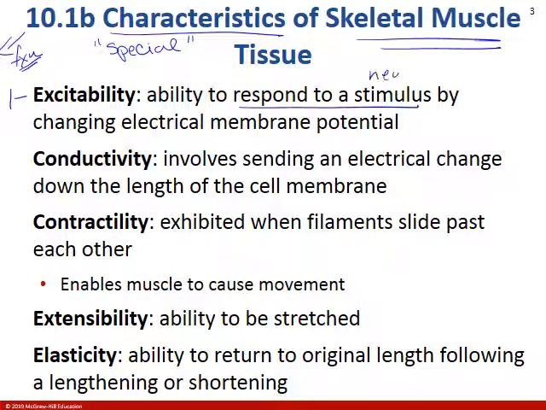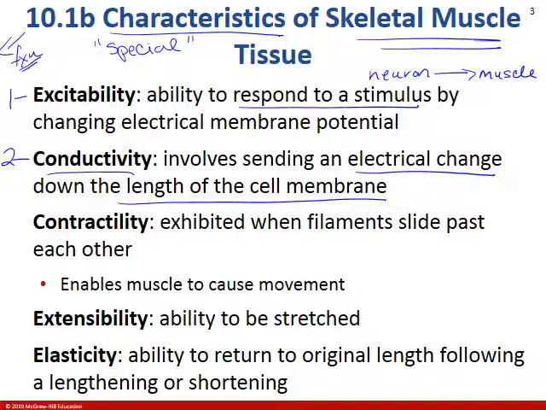So if I have a neuron, and that neuron sends a message, the muscle can hear the message. So the neuron sends a message and the muscle can receive the message. 2, conductivity. If I send the message, that message can travel down the cell membrane of the muscle. So we have the neuron sending a message. Now that message can travel internally inside the muscle.